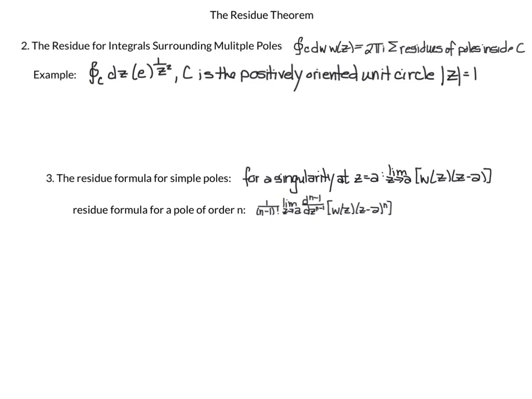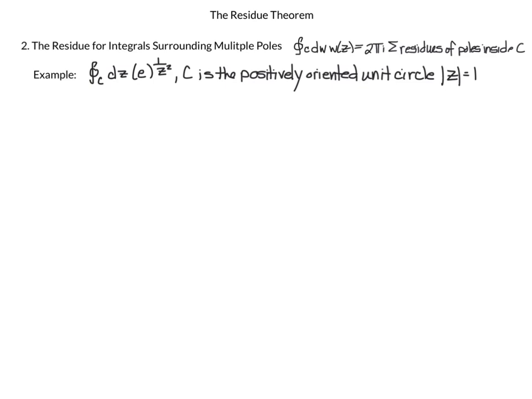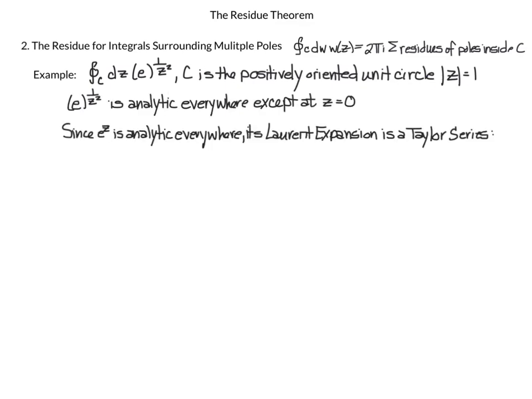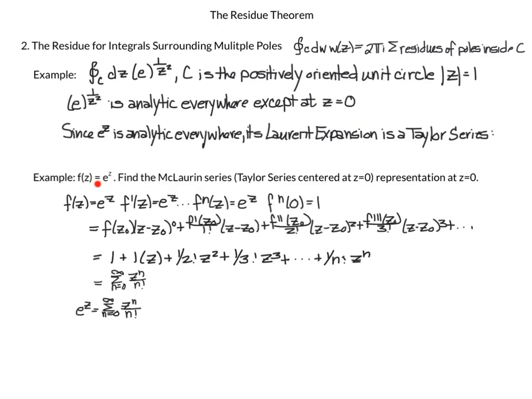in which case we need to go and do the Laurent series expansion. Proceeding with this example then, doing the Laurent series expansion, C is the positively oriented unit circle. And the two things I want to note, again, e raised to the 1 over z squared is analytic everywhere except at the singularity, z equals 0. And since e to the z is analytic everywhere, its Laurent series expansion is a Taylor series. And this is another series we had worked out earlier, so I'll leave this work here for your reference, but the Taylor series ends up being the sum of z to the n over n factorial.